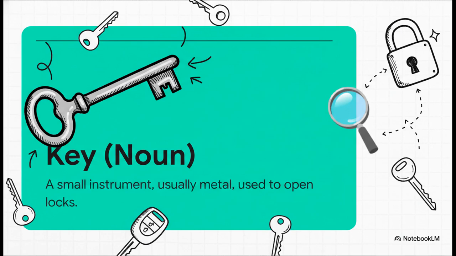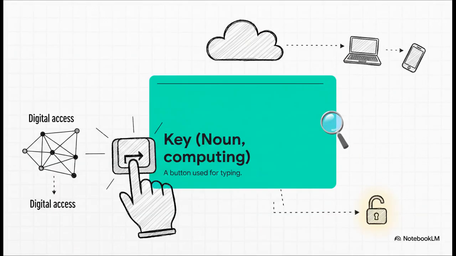The physical key. It's a small tool, usually made of metal, that fits into a specific lock. It's simple, it's tangible, and it's totally essential for security. This is our starting point. Okay, but watch how the word adapts as technology changes. Now a key is also a button on your keyboard. It's still an instrument you use for access, but instead of opening a door, it unlocks digital communication. Same idea, totally new context.